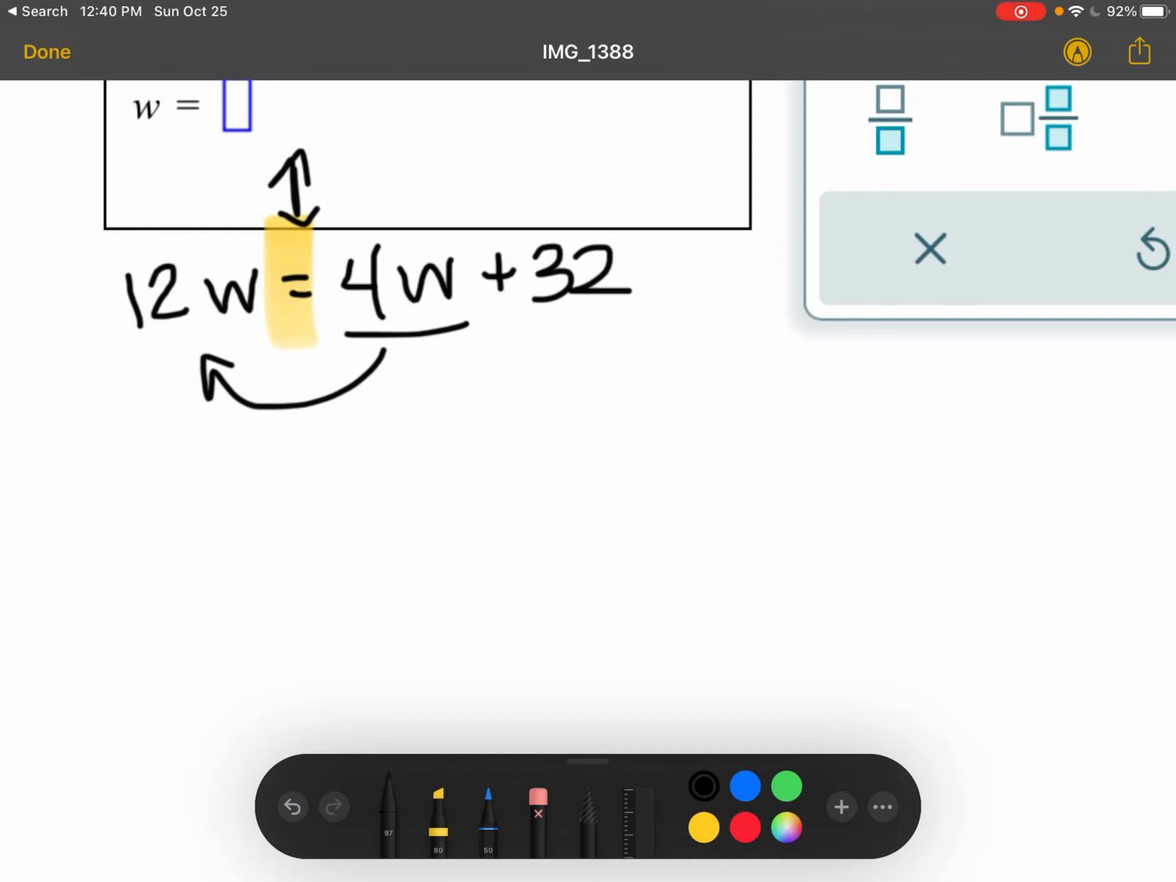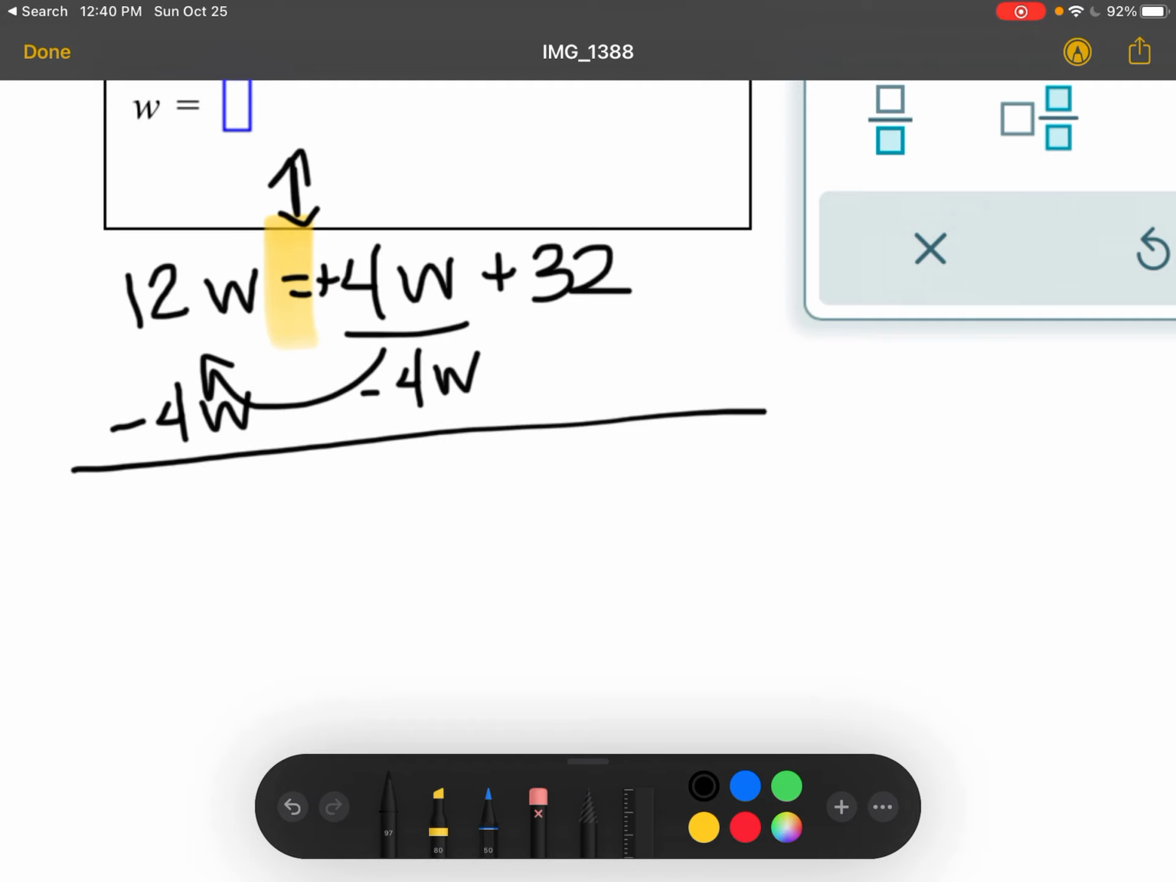So if I have positive 4W, this is positive because it's not negative. When I move it to the other side, I do the opposite of what's there. What is the opposite of positive? Negative. So I'm going to subtract 4W and move it to this side. I'm doing this because I'm trying to get all the W's on one side, so I need to get rid of the W's on the right. 4W minus 4W is 0, so I have 0W, and I don't even need to write that. On this side, I have 12W minus 4W, which is 8W.